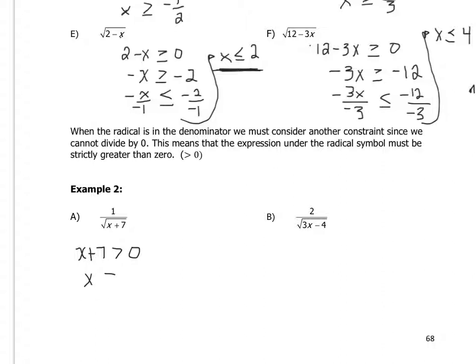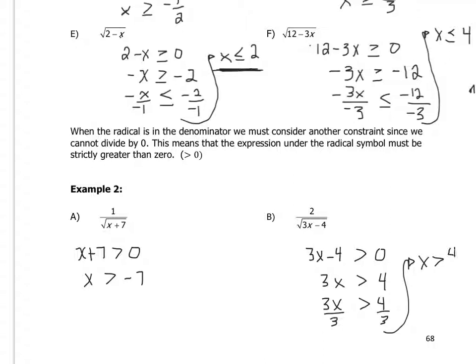So x would have to be greater than negative 7. And in question B, you'd need the expression under the root sign, 3x minus 4, because it's a radical that's in the denominator, you don't want that to have a value of 0, so you need that to be greater than 0. So 3x would have to be greater than 4, and then you divide both sides by 3. So that would mean that x would have to be greater than 4 over 3.